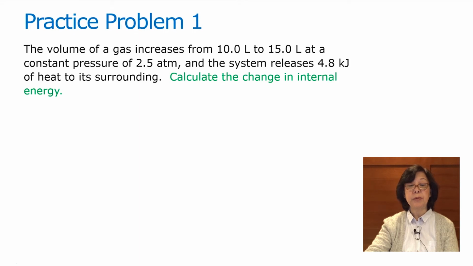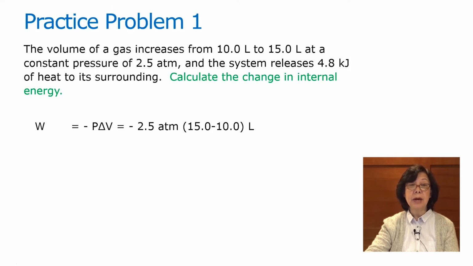Try practice problem number 1. The volume of gas increases from 10 to 15 liters at constant pressure of 2.5 atm, and the system releases 4.8 kilojoule of heat to the surrounding. Calculate the change in internal energy.